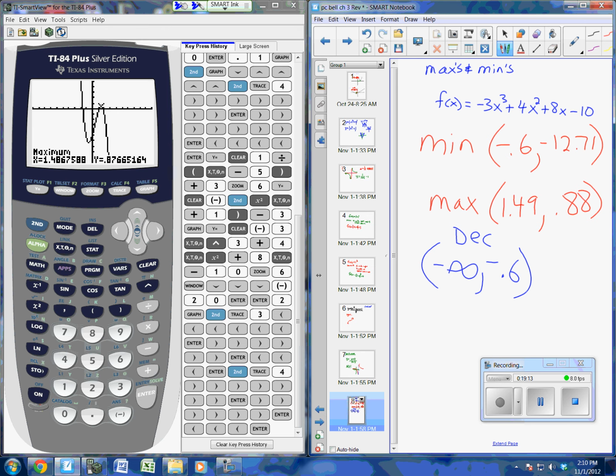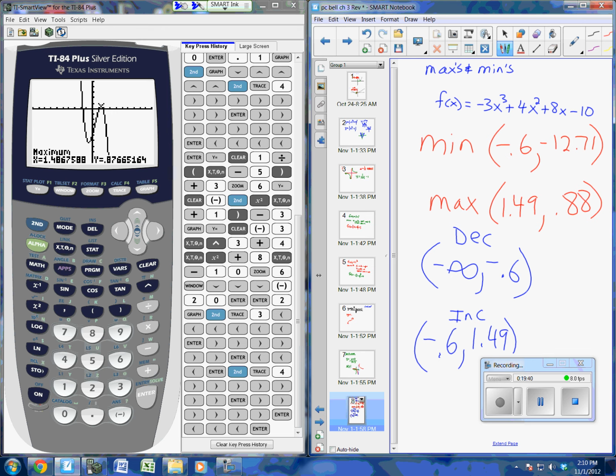Okay, so that's when it's decreasing. Now, what does it start doing after that? It starts to increase. The y values start going up from where to where? From what x number to what x number? To 1.49. It's increasing, right? As you go from negative 0.6 to positive 1.49 along the x, the y values are going up.